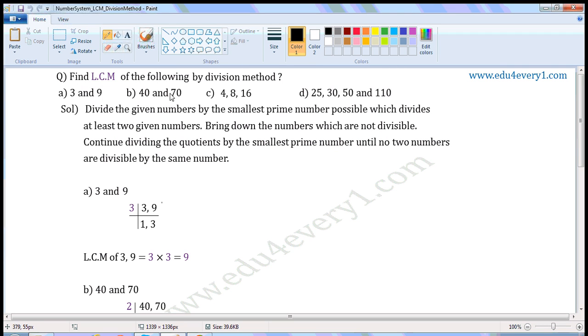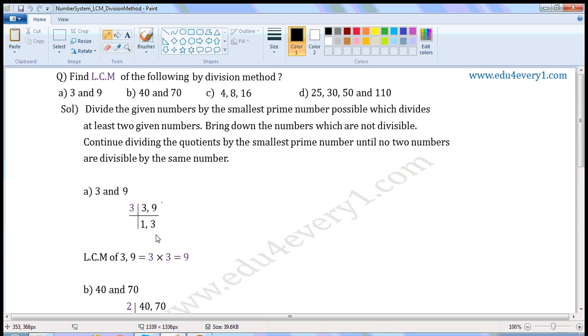Find LCM of the following by division method. First set of numbers 3 and 9. Divide the given numbers by the smallest prime number possible, which divides at least two given numbers. There are two numbers here, and 3 divides 3 and 9, and 3 is a prime number. So write 3 here. 3 when divided by 3, we get 1 as quotient. 9 when divided by 3, we get 3 as quotient.